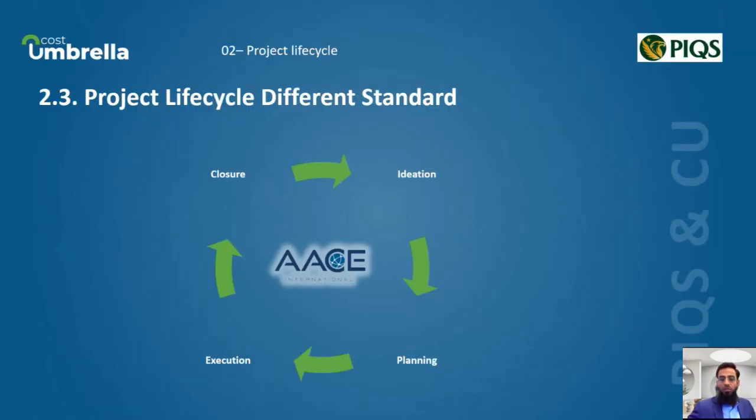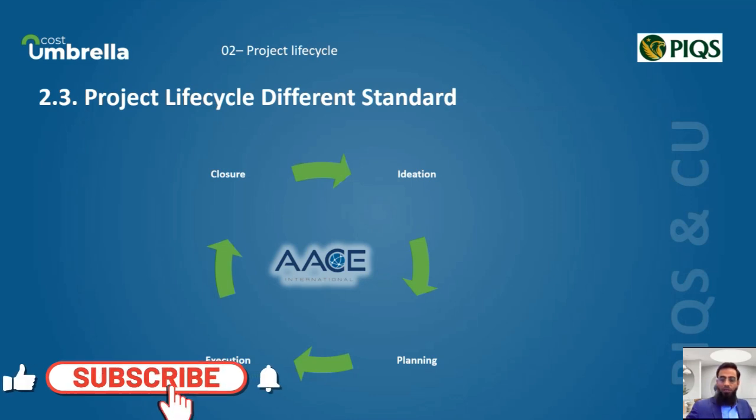The third technique is in accordance with AACE, the Association for the Advancement of Cost Engineering. AACE is one of the frameworks aligned in the context of design development and pre-construction stage. The AACE International Project Lifecycle is a cyclic process with 4 key phases. The first phase is ideation, where we generate project ideas and assess feasibility. The second phase is planning, where we define project scope, objectives, and create detailed plans.